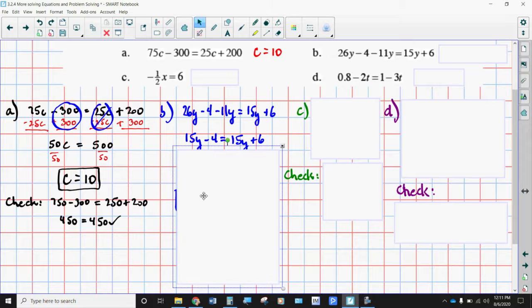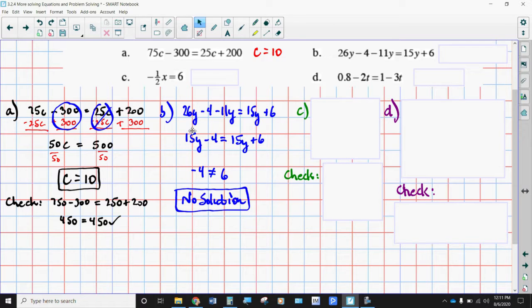Now for B, copy the problem down, combine like terms, and what do we notice here? We notice a situation where 15y minus 4 is supposed to be equal to 15y plus 6. A quantity minus 4 can't be equal to the same quantity plus 6. Now, if we took the time to take away the 15y's from each side, you'd see that negative 4 equaling 6 is not a true statement. So that means there's no solution there, and we can't really check that because nothing we check should work.